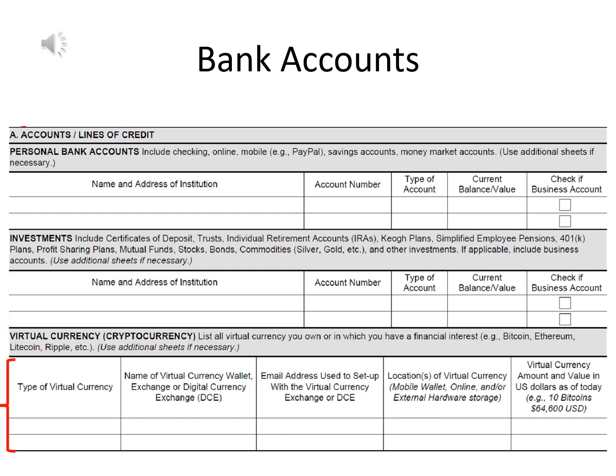List any virtual currency you may have with such accounts as Bitcoin, Litecoin, Ripple, or even FTX. Get 3 months worth of statements to show the value.